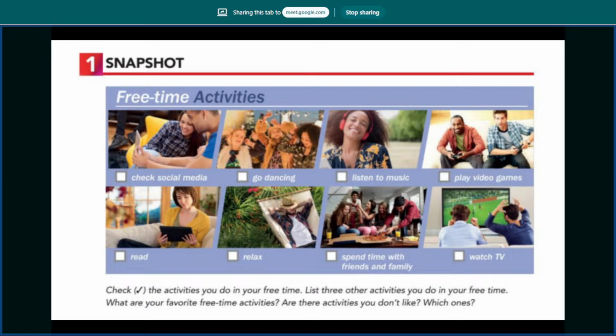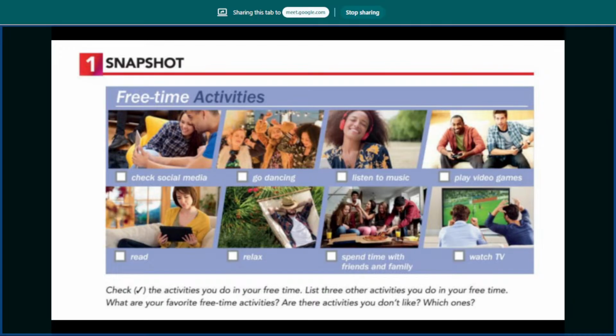Dikshant. In free time, I check social media, listen to music, play games with my friends, watch TV, and have a nap. Okay, very good. Are there any activities you don't like?